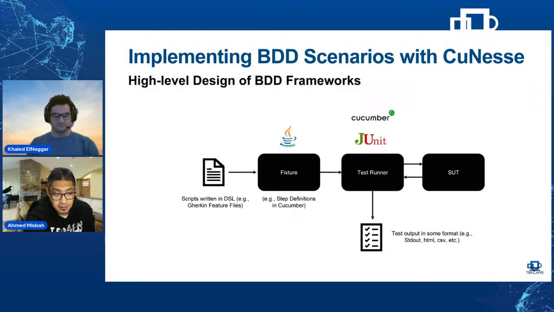Now you have to run your tests against some sort of test runner in order to execute the tests against the system under test, and then generate these nice reports to tell you what tests have passed and what tests have failed. So yeah, you get the test runner as a component, and of course you've got the system under test or the unit under test. So this is basically the high-level design of most, if not all, of your typical BDD frameworks.